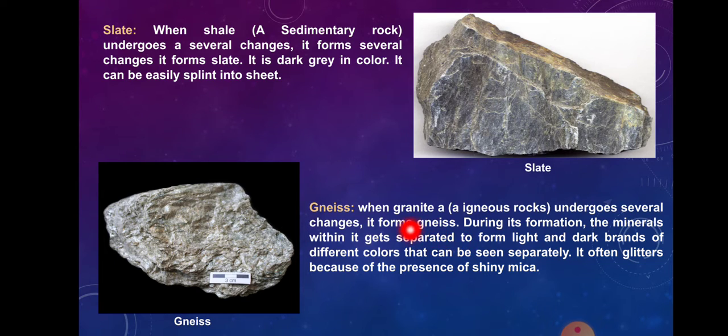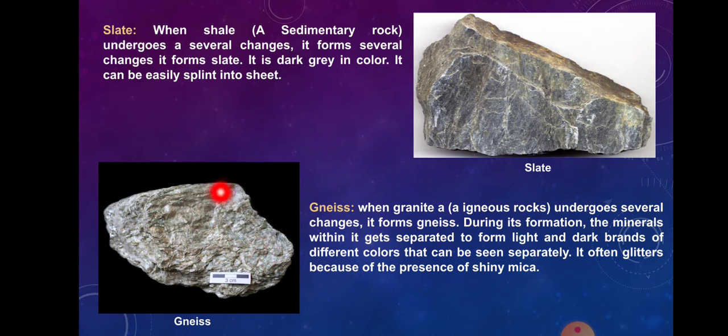Just now we discussed granite, which is an igneous rock. We learned that when magma cools down, granite is formed, and it is available in gray and white color. We discussed this when we learned about igneous rocks. When that igneous rock, granite, undergoes several changes, it forms gneiss.